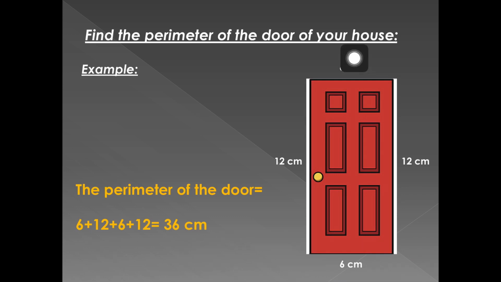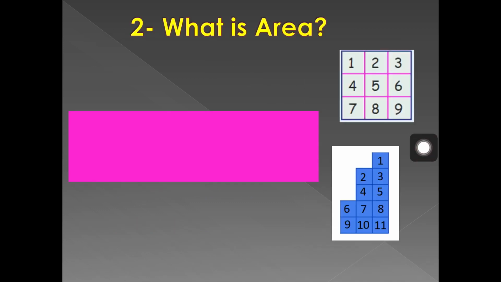If I want to find the perimeter of a door, same thing. I measure the top, then the bottom, then this side, then this side. Remember, I need to measure all the sides, and if I add up my 6 plus 6 plus 12 plus 12, it gives me 36 centimeters. I have to add up all the sides to get perimeter.